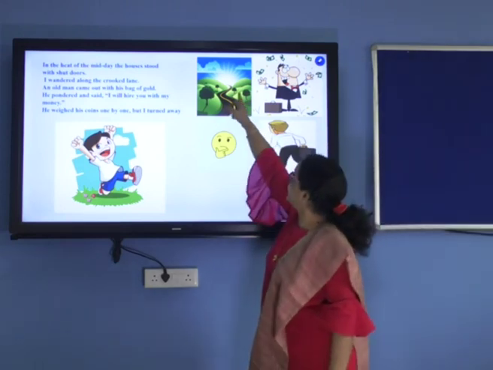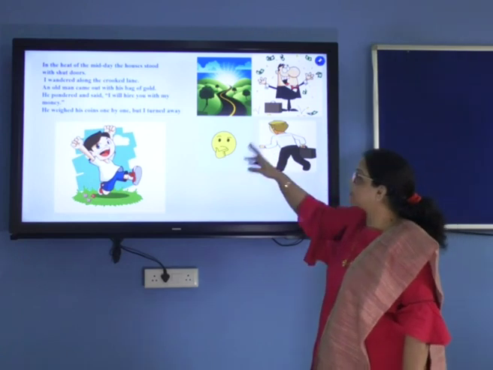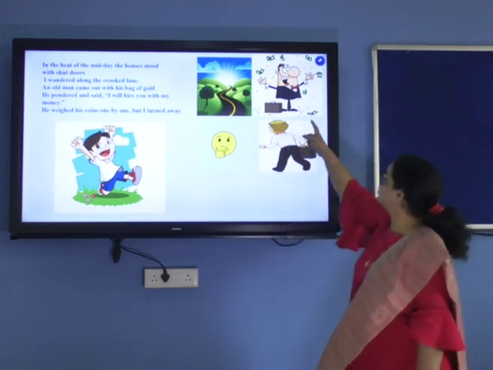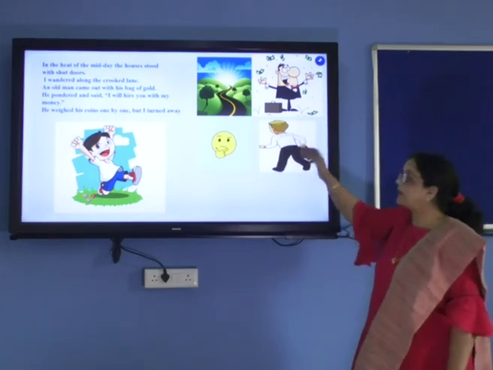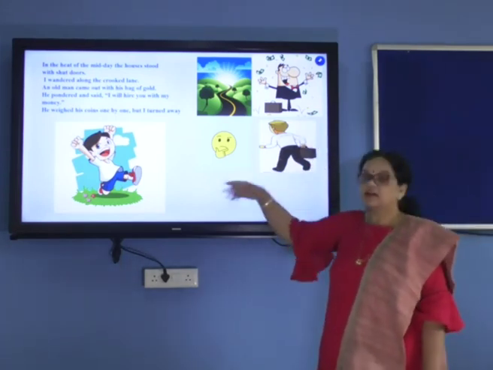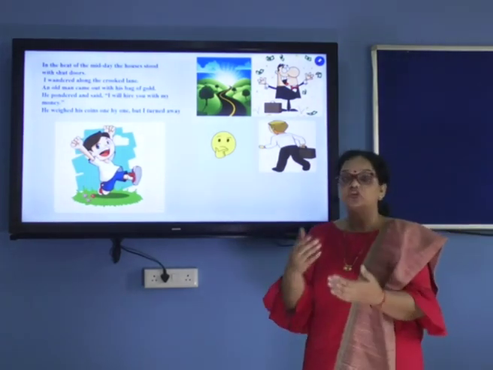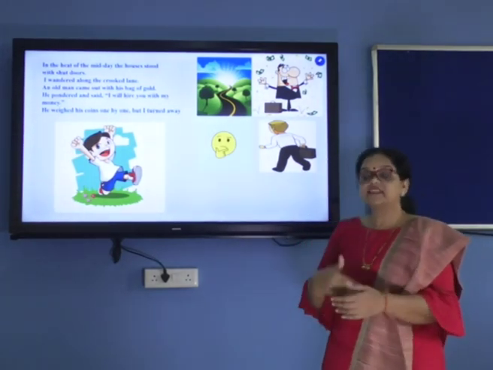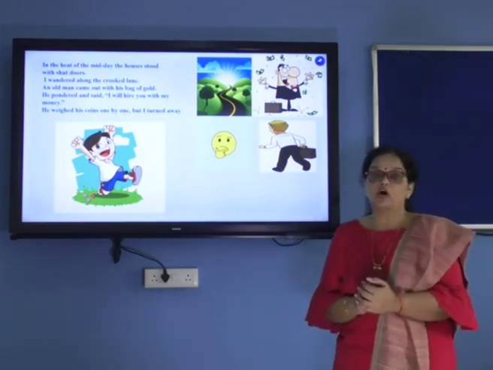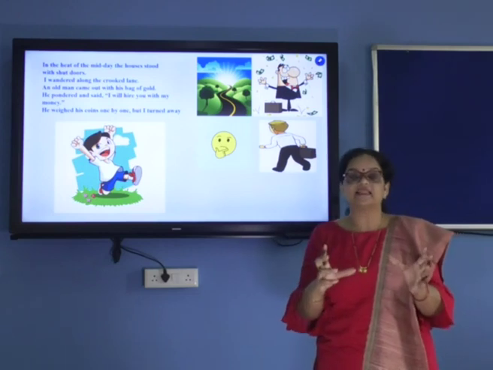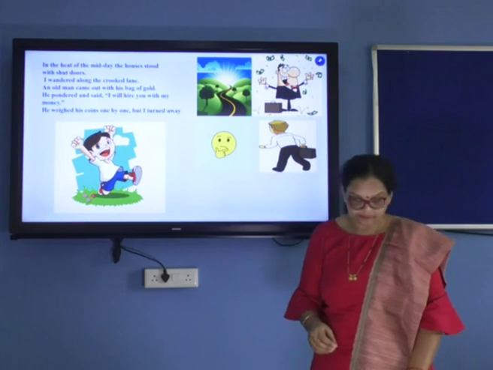You can see this crooked lane. It is not straight, crooked lane. He pondered, he thought and said, I will hire you with my money, because this man had money. So he said, I hire you with my money. But he turned away. He did not accept the opportunity, the job which he was offering. This again shows that the person who wants a job is not in search of materialistic things. He is searching for something at a higher level.